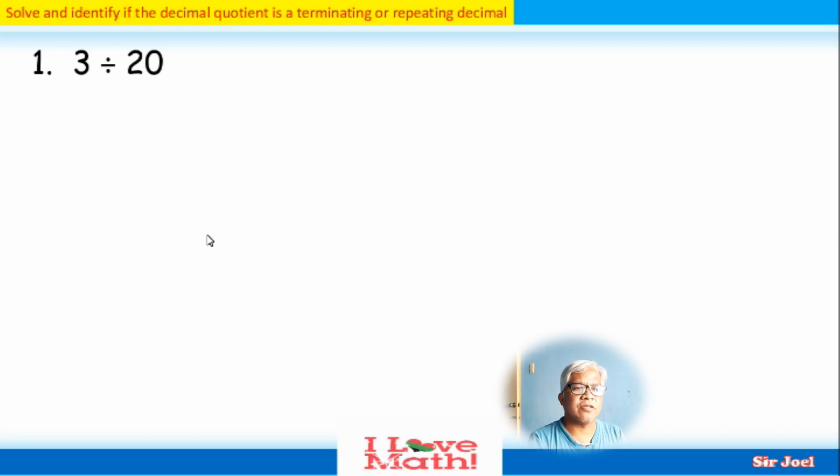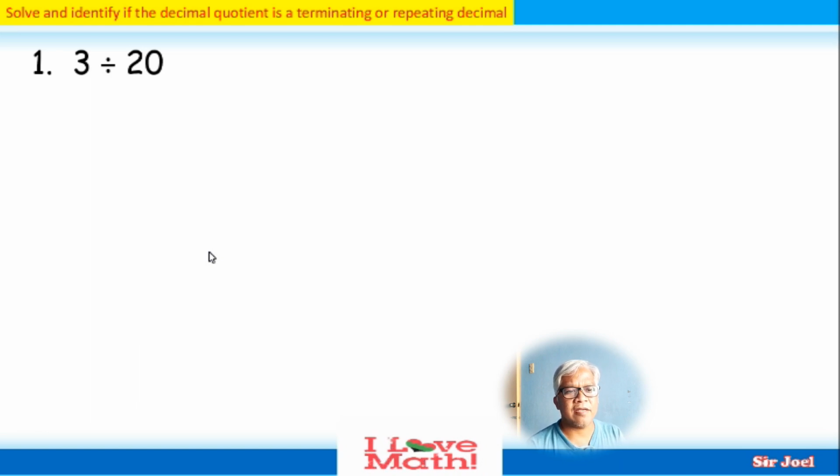This time, let us solve and identify if the decimal quotient is a terminating or repeating decimal. Sabi natin kanina, pag sinabing terminating, dapat natatapos. At pagka ito ay repeating, dire-diretso. So, tingnan natin. Is 3 divided by 20 a terminating decimal or repeating decimal?